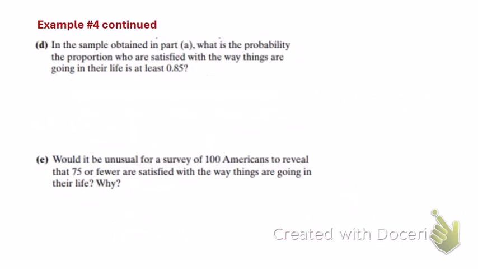Okay, example 4, we're keeping on here with our sample of 100. What's the probability that out of those 100 people, at least 85% of them are satisfied with the way things are going? Well, we already know it's random and it's less than 5% of the population, so I can do what? Make my little drawing. And the question says, what's the probability the proportion is at least 85%?